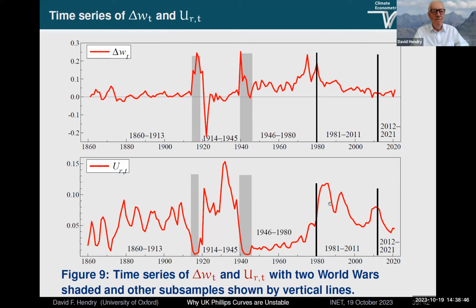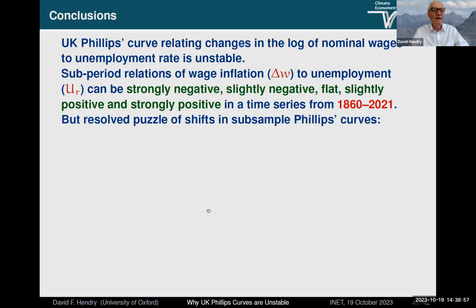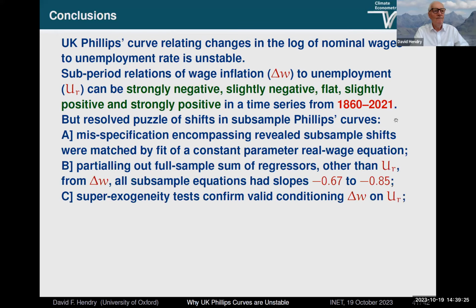And then, of course, we get much higher unemployment with Thatcherism, and it's not related to what's happening in wages. So again, it doesn't work. And then we get the final end period. So what are the conclusions? So the UK Phillips curve relating changes in the log of nominal wages to unemployment rate is definitely unstable. The sub-period relations of wage inflation to unemployment can be strongly negative, flat, slightly positive, and strongly positive in the time series divided up by reasonable sample periods, which don't, obviously, the first one is fixed by Bill and the other ones by, if you like, national events.